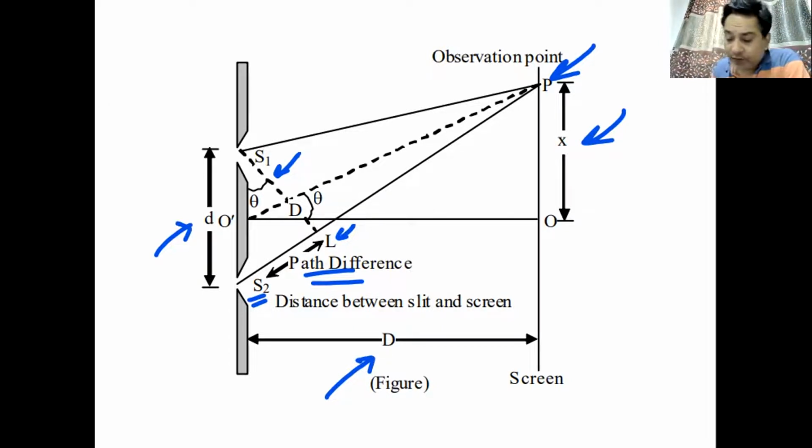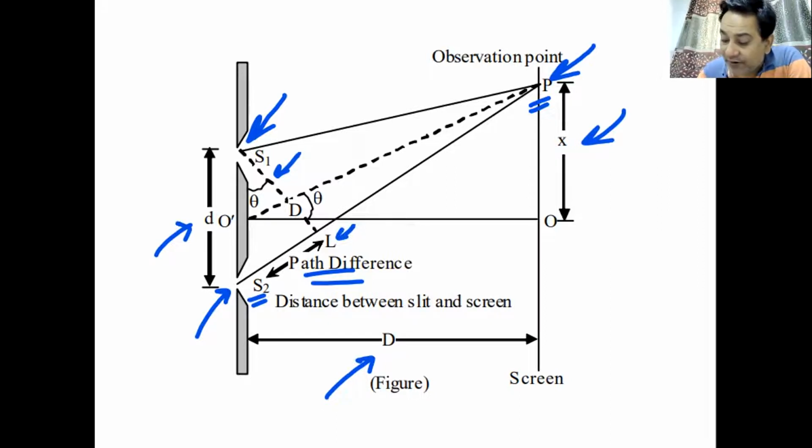So what we see here is one wave is coming from this slit S1 and the other wave is coming from this slit S2. Do we understand this? And they are going to interfere at a point P.